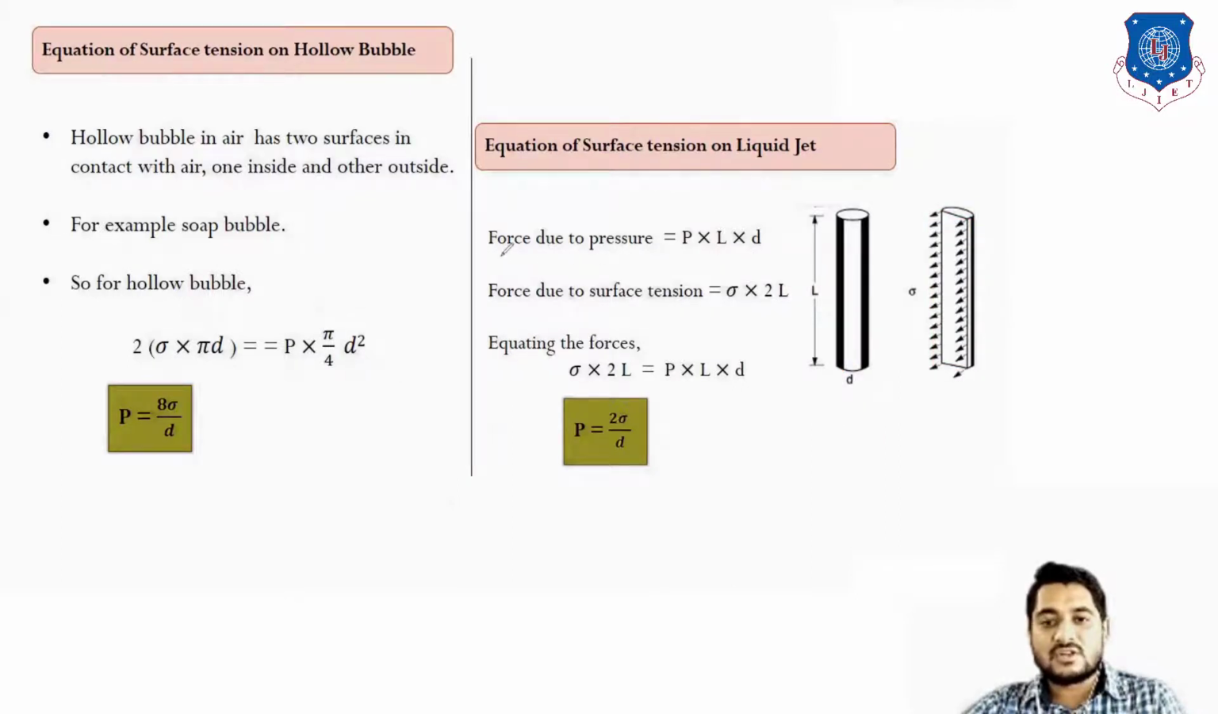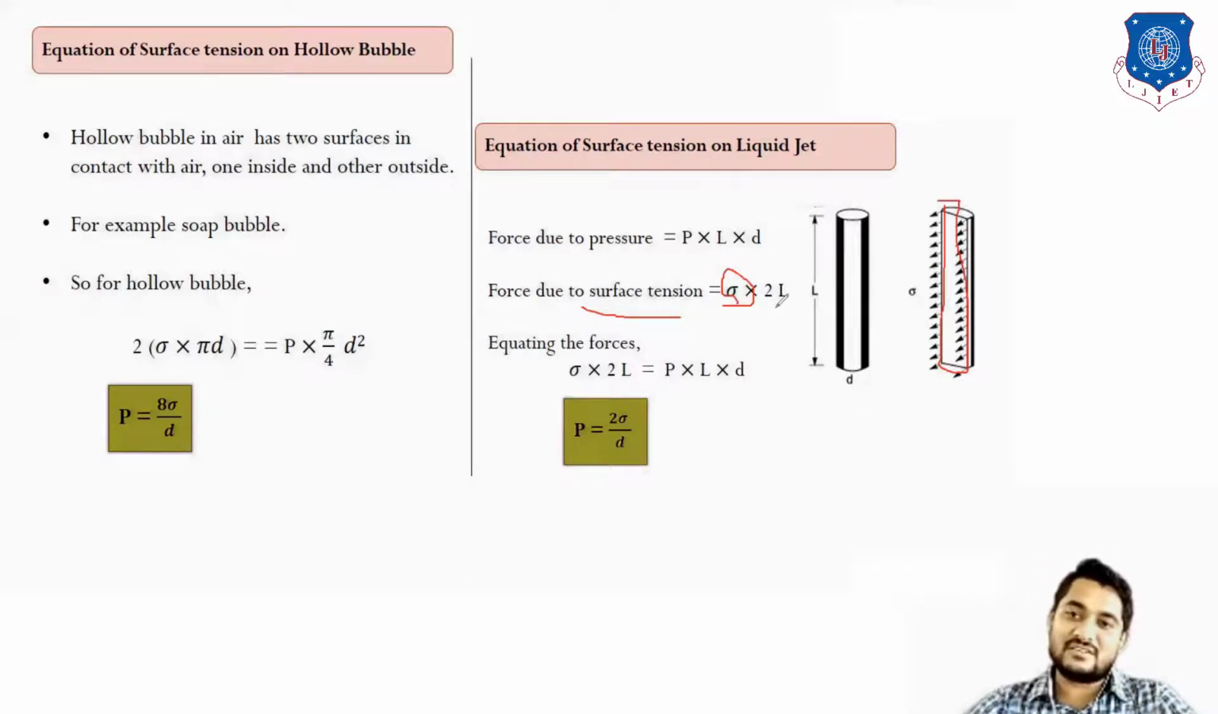First of all, the force due to pressure. Pressure is always applicable to the cross sectional area. For this rectangular cross section, the area will be length into diameter, L into D. Clear? So the pressure force will be pressure into length into diameter. Next is the surface tension force: surface tension sigma into the circumference of this cross section. Circumference will be 2 times length plus 2 times diameter.